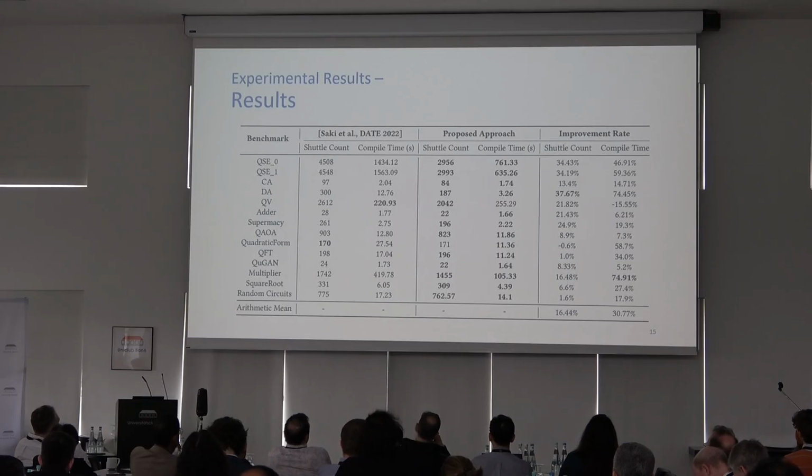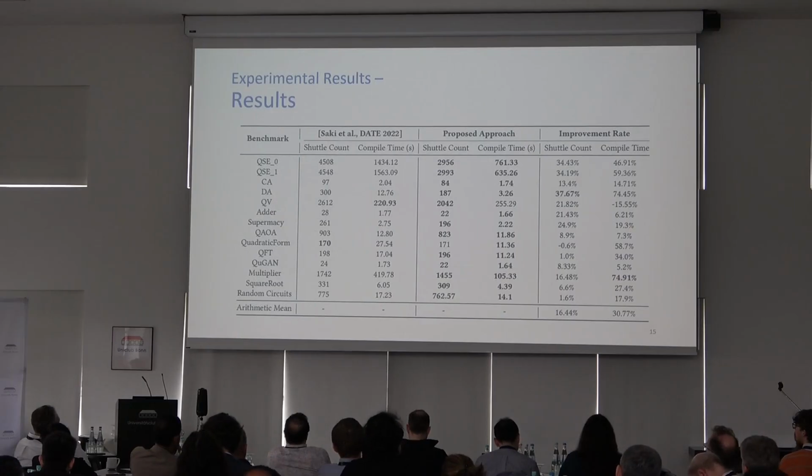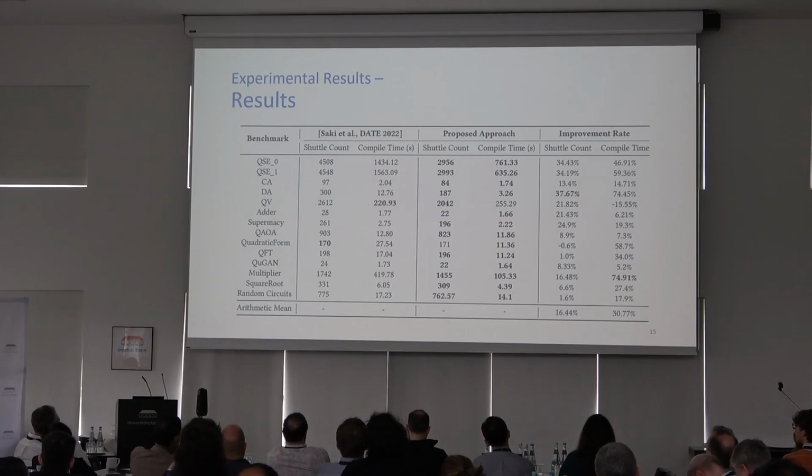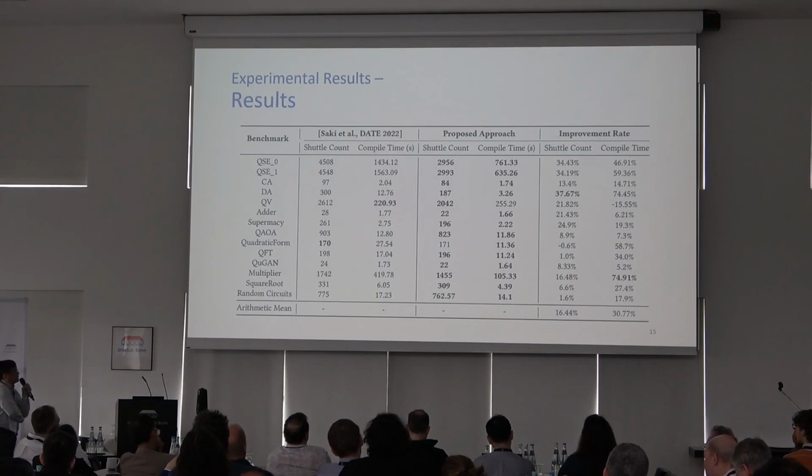Regarding the compilation time, again, our approach is faster than the previous work. And I think the maximal speed up, the maximal runtime reduction, can be close to 75%. And on average, the shuttle count can be reduced by 16.44%, and compilation time can be reduced by 30.77%.